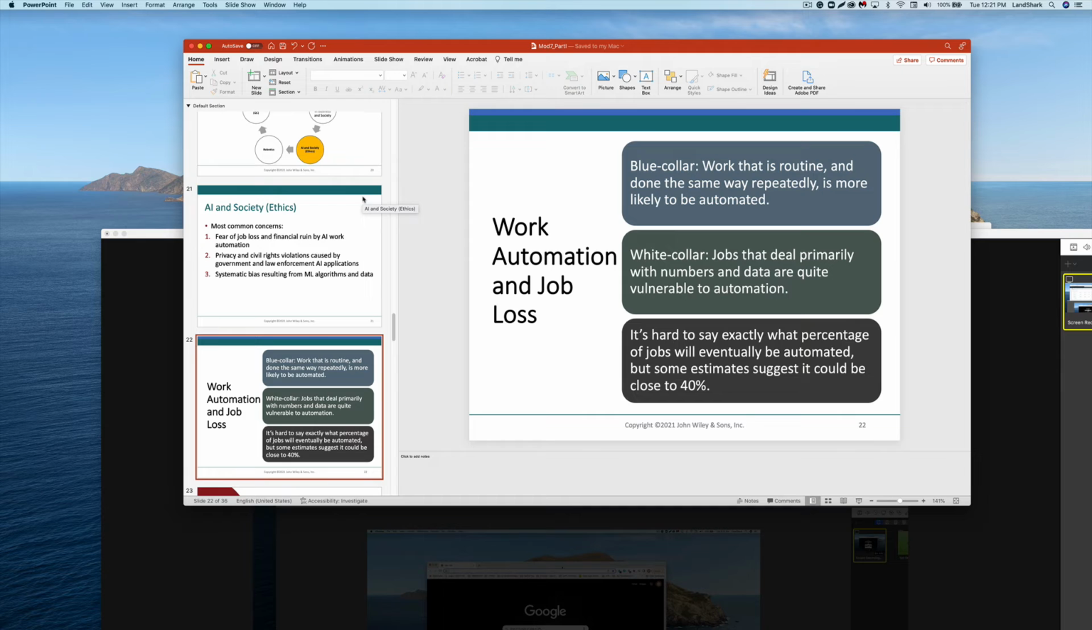Blue collar would be, let's say, think about the coal mine industry or the power plant, whatever. There are probably a lot of jobs, tasks, or even working on a line. For example, you see a lot of things that have been automated if you work for, say, Toyota or General Motors. There's a lot of stuff that people manually have to do, but there's a lot of stuff that AI could replace as well. It's hard to say exactly what percentage of jobs will eventually be automated, but some estimates suggest it could be close to 40%.